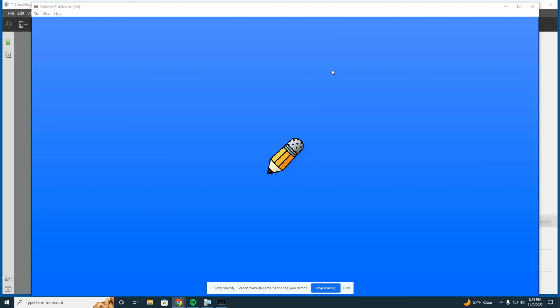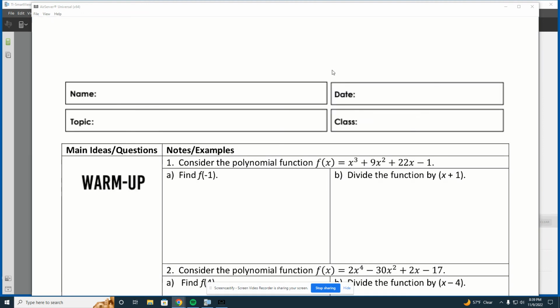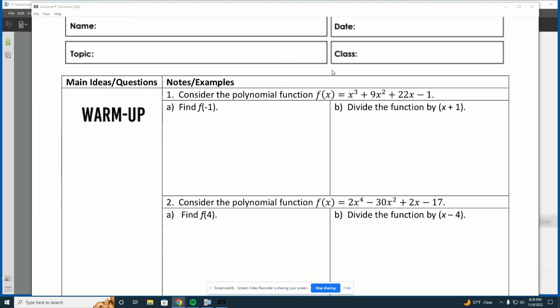So what I want you guys to do is now grab that note sheet that Miss Bowles has given you that says on the top, it says consider the polynomial function. See, what we're doing today is, I guess what you would call this particular lesson, the remainder and the factor theorem.